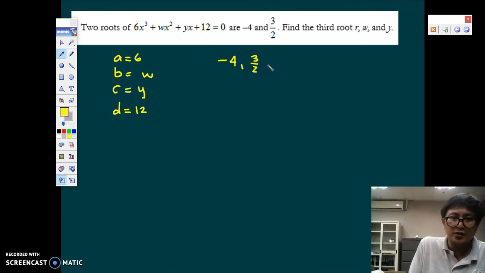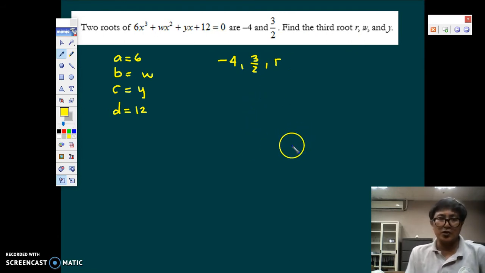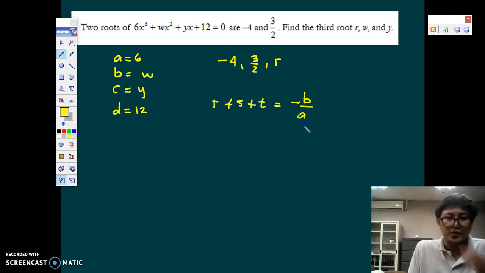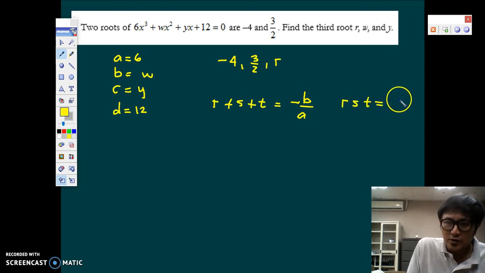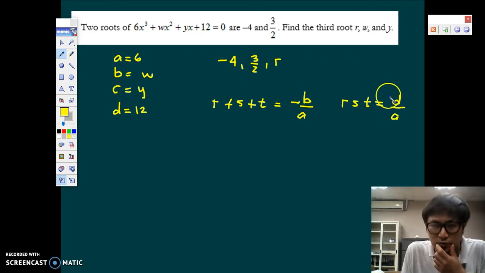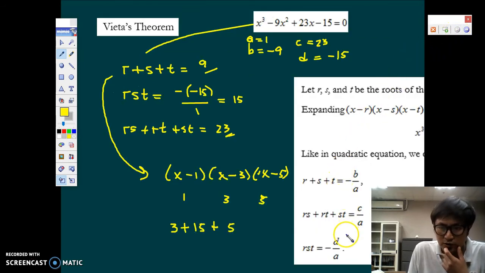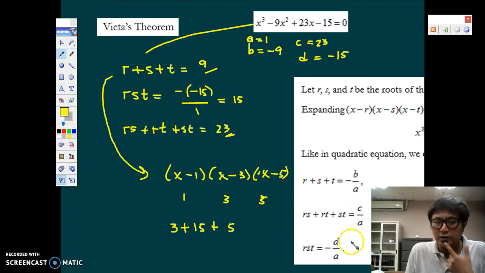So we are given 2 roots, negative 4 and 3/2, and the third root will be r. It's actually one of the unknowns. So the unknowns are w, y, and r. Again, recalling that if we have 3 roots, r plus s plus t, the sum of the roots would be given by negative b over a. The product, rst, would be given by negative d over a. Negative b over a, c over a, negative d over a. Again, let's check that: it's negative b over a, c over a, and negative d over a.